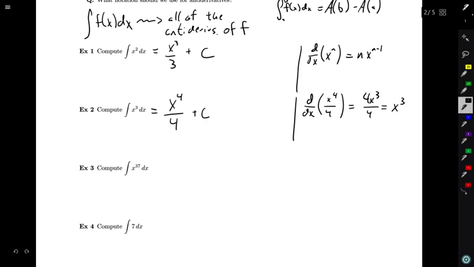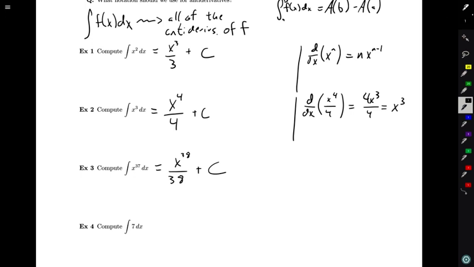Likewise, if we want to do the integral of x to the 37, well, great. We can continue to use our pattern and increase the exponent by 1. So x to the 38 divided by our new exponent, 38, plus a constant c.